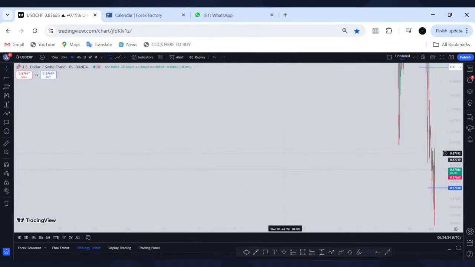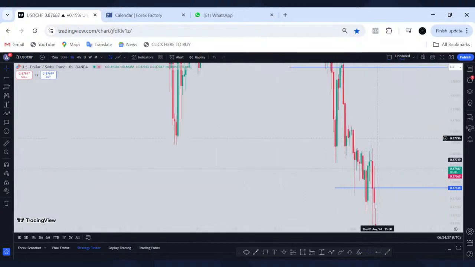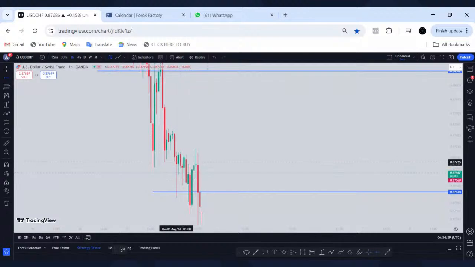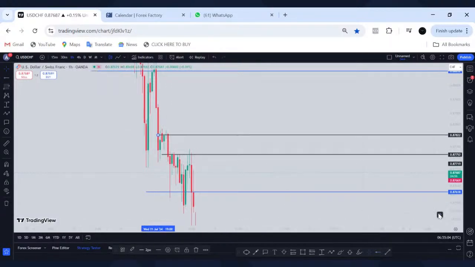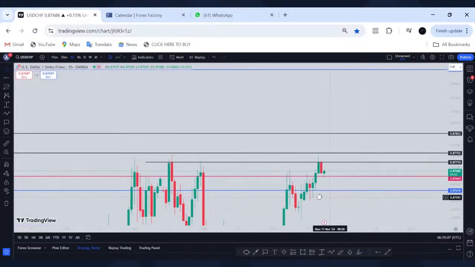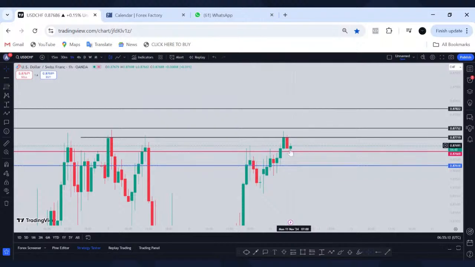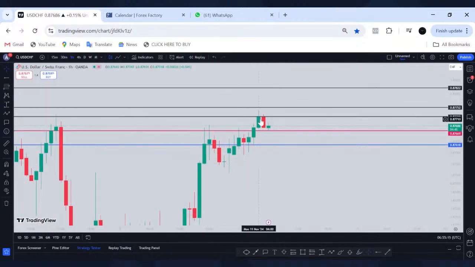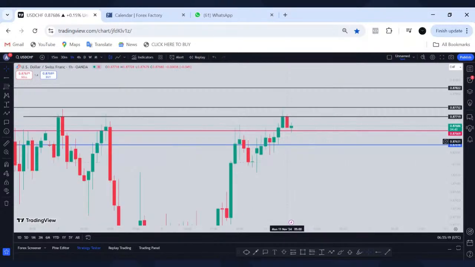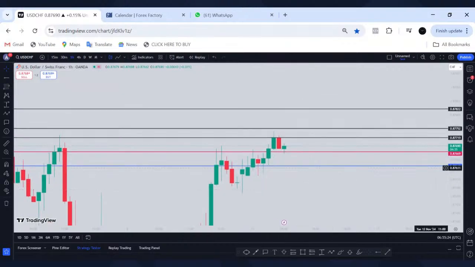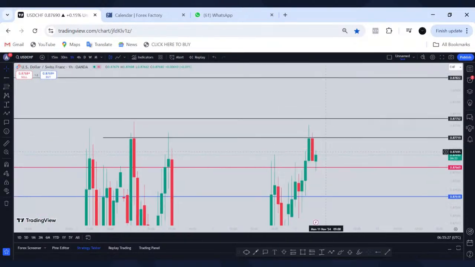Looking left, you're having a lot of rejections on the H1 time frame. A lot of rejection. Okay. So one thing I'm going to advise is for us to wait for the H1 candle to close. I think that will be the best way to go. So I'm going to wait for the H1 candle to close before I execute, because we're having rejection over here.